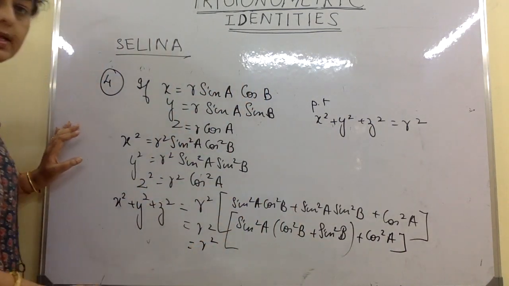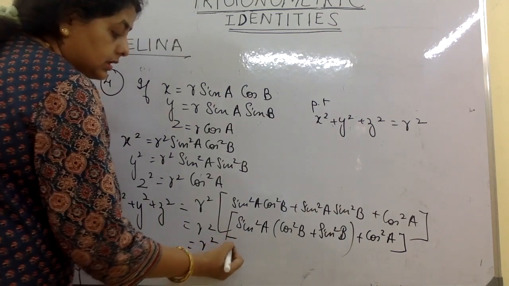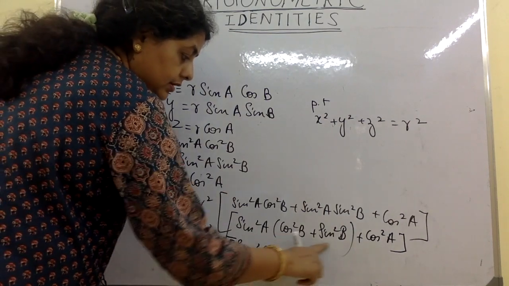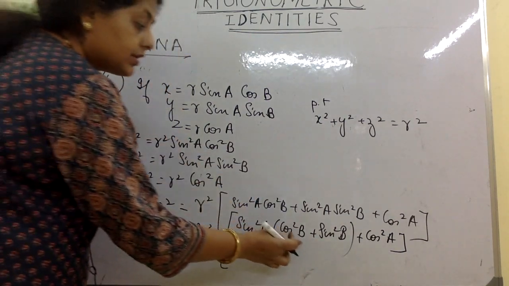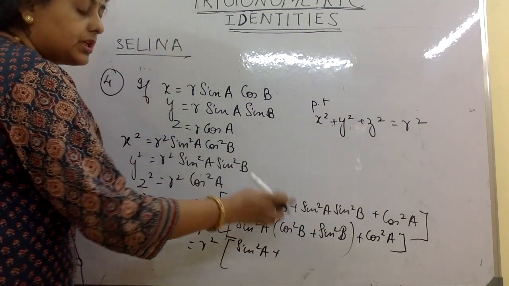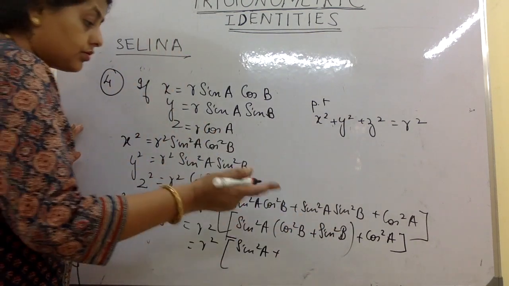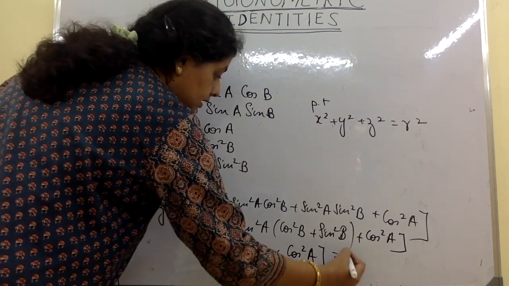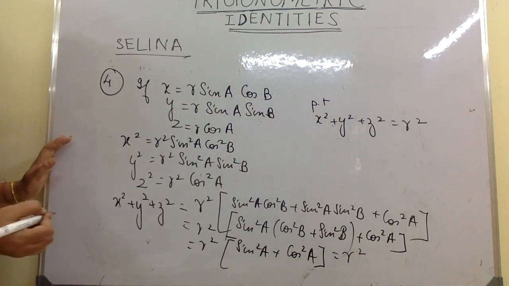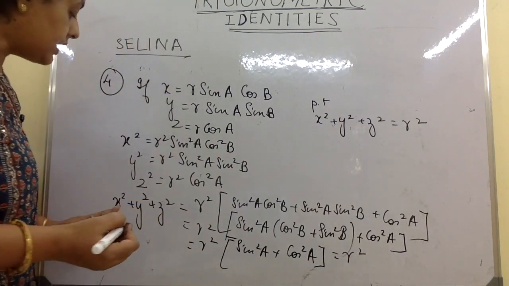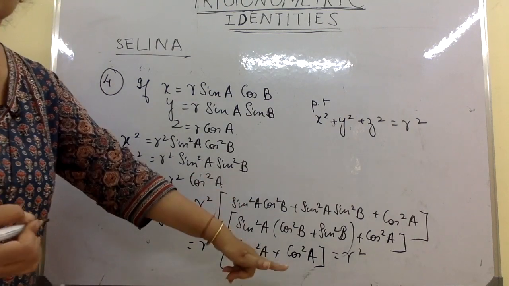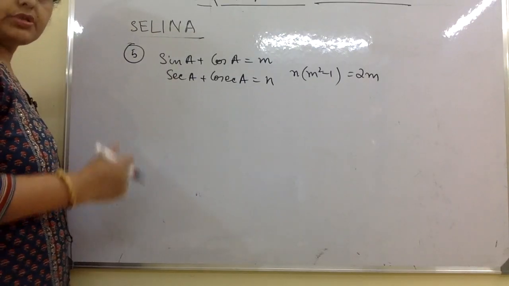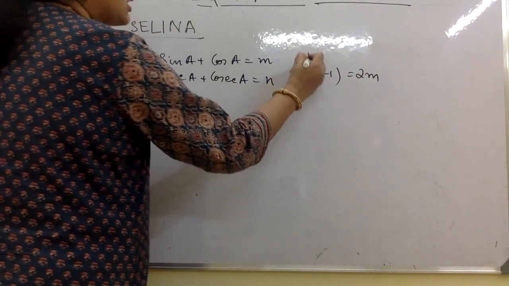R square and then this is sin square a, okay, this becomes a 1. Why 1? You have to keep checking whether both are b. If one is b, one is a, don't write a 1. Okay, don't make such mistakes. And here plus cos square a, that is equal to r square. So x square plus y square plus z square has become r square. We have proved it.